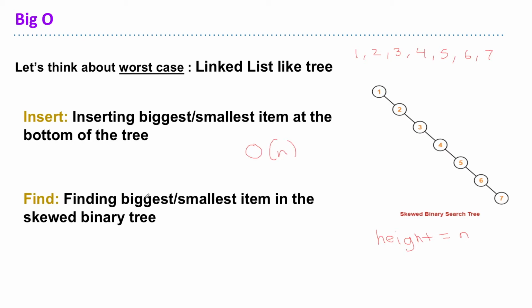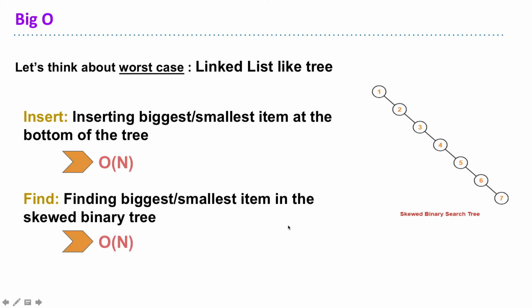For our find, if we're looking for our biggest or smallest item, depending on how you insert your tree. So if you did 7, 6, 5, 4, 3, 2, 1, everything would be on the left side. Your item could potentially be the very last node in your tree at the very bottom row, and because your height is potentially n, this will also end up being an O of n operation. So those are both the answers for this problem.